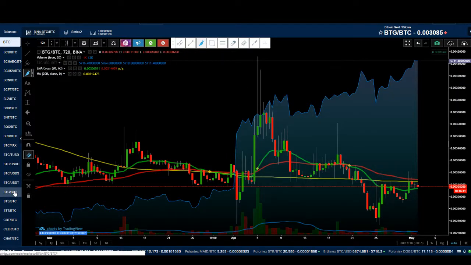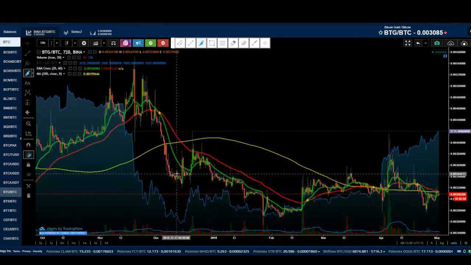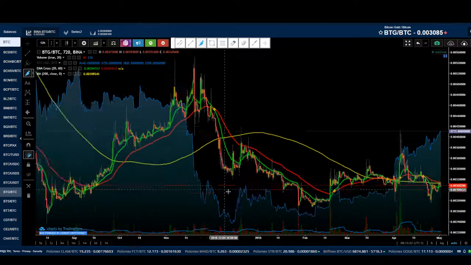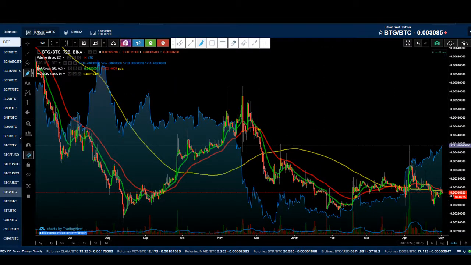So take these things more roughly, take smaller positions, leave your stops wider. And this is a pass. What are we looking at now? Bitcoin Gold. It's a pass.